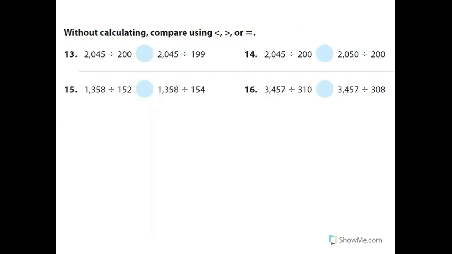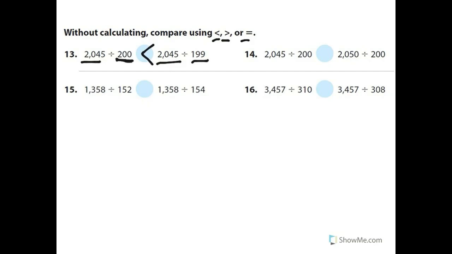So we're going to, without calculating, compare using the less than, greater than, or equal to. Okay, so let's look at this. 245, same numbers, right? All right. Well, if I put it into 199 groups, 200 groups, which is going to be smaller? 200 groups would be smaller, wouldn't it? Because I'm dividing it more. All right.